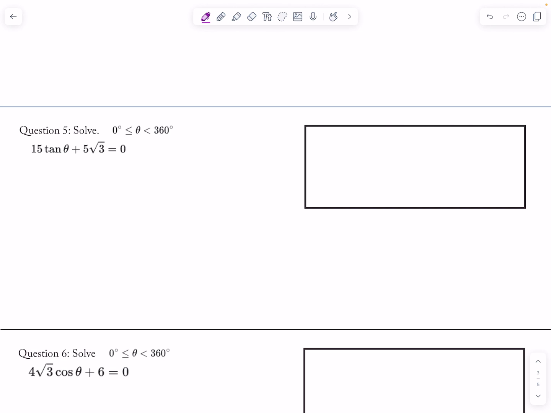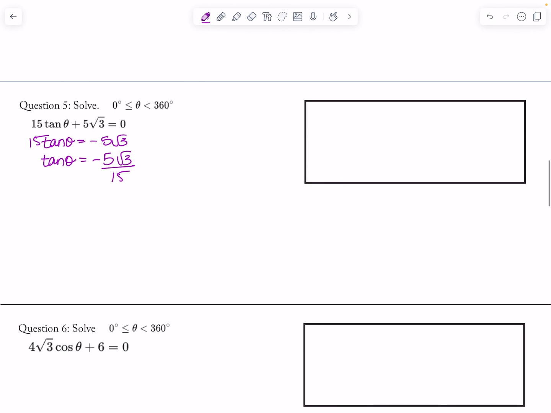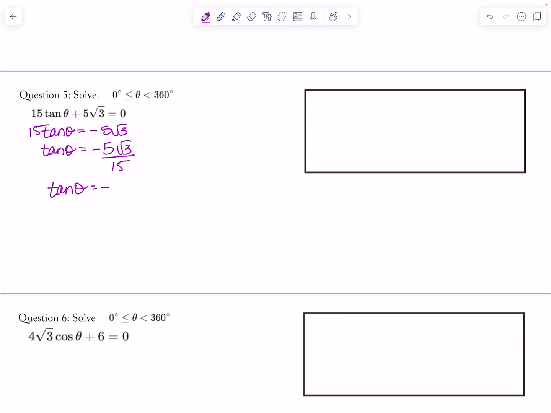Question 5, I'm going to go ahead and solve this mess here. So I have tangent of theta, I have a 15 in front, negative 5 root 3, divide both sides by 15, so I have tangent of theta is equal to negative 5 root 3 over 15. So tangent of theta is equal to negative root 3 over 3, which is the rationalized version. So when you look at your triangle, it's not there. So we have to unrationalize it. So that gives me a negative 3 over 3 root 3, so a negative 1 over root 3.